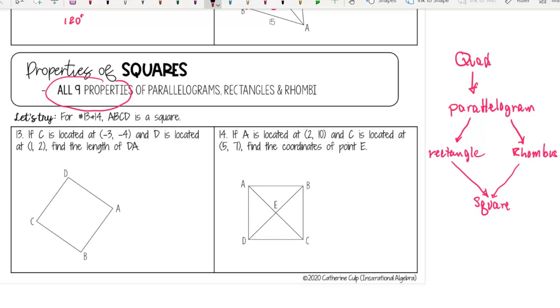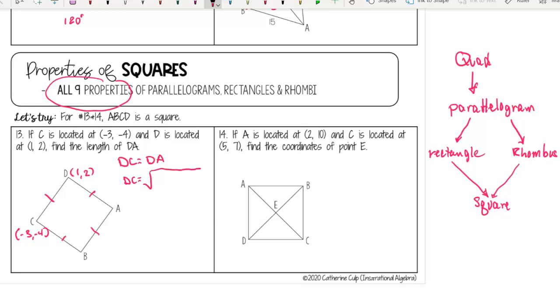So here we go. C is located at -3, -4. D is located at 1, 2. And we want to find DA. Well, DA is the same as all of those. For this one, we'll use the distance formula. So whenever we find DC, we've got DA.